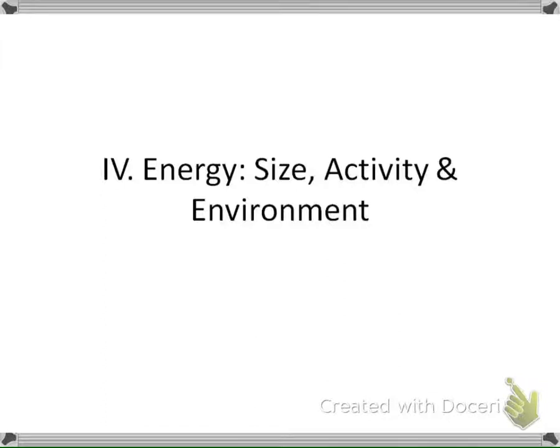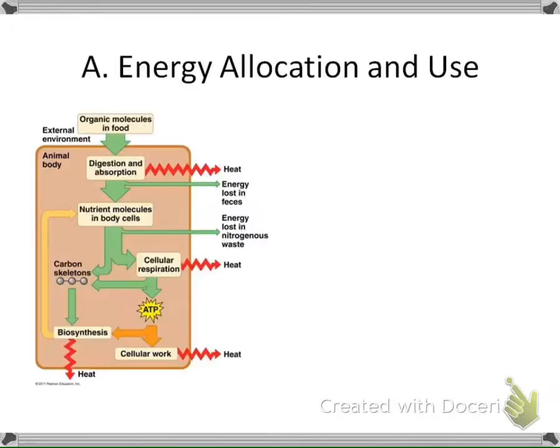All right, energy, size, activity, and environment. Energy allocation and use. Chemical energy from food is going to be used for activity and metabolism.